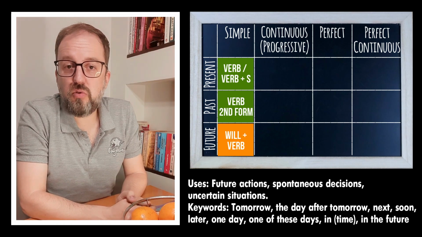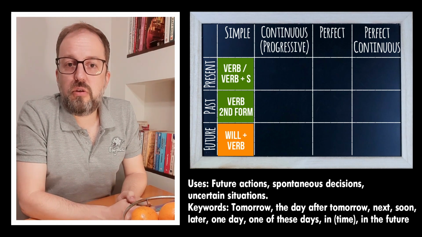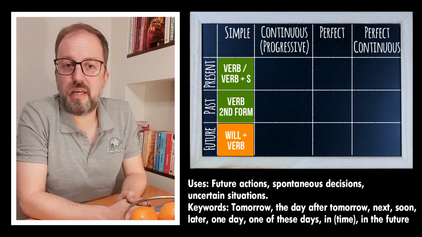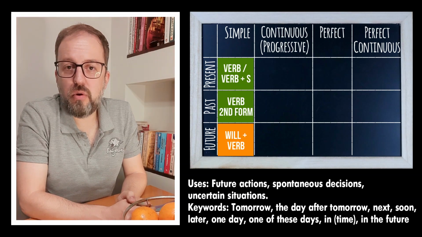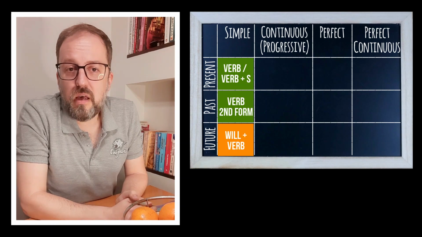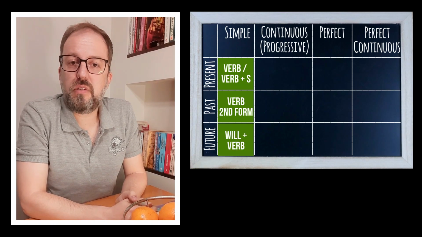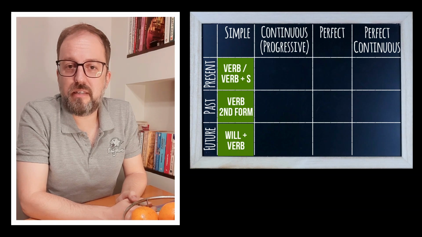Future uses the modal verb will with the negative form won't. The words to use with this tense are tomorrow, the day after tomorrow, next week, next month, next year, etc. Soon, later, one day, one of these days, in an hour, in a day, week, month, year, etc. and in the future.